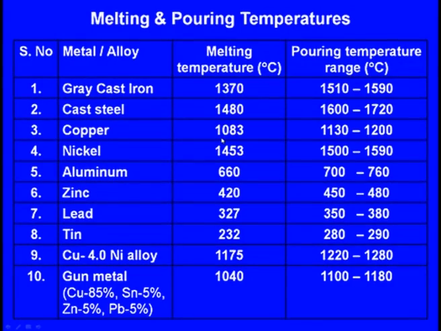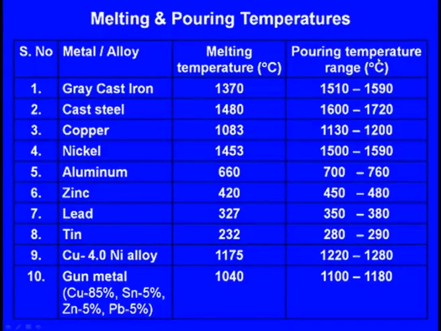Now, before learning about different furnaces used in preparing the molten metal, let us see the melting temperatures and pouring temperatures. For any metal or for any alloy, there will be two temperatures. One is the melting temperature at which the solid metal actually melts, meaning the phase change takes place. Now, there is another temperature, that is the pouring temperature. This pouring temperature is always greater than the melting temperature, because if we just pour at the melting temperature, then the molten metal cannot flow into the entire cavity. In order to ensure that the molten metal flows into each and every corner of the mold cavity, the pouring temperature of the metal or the alloy should be a little greater than the melting temperature.